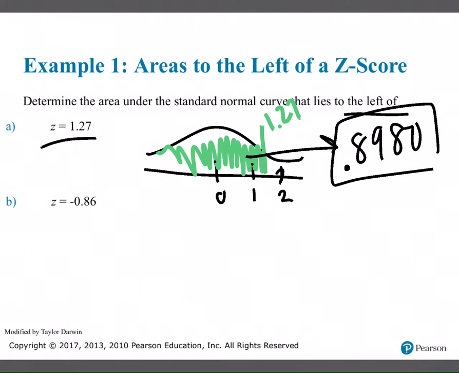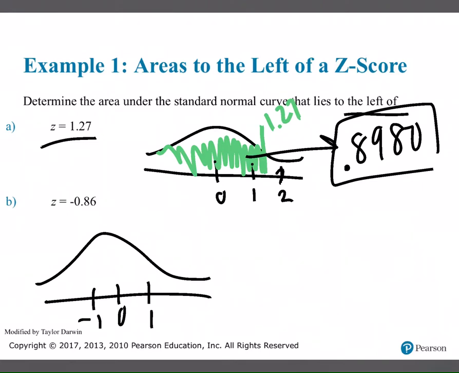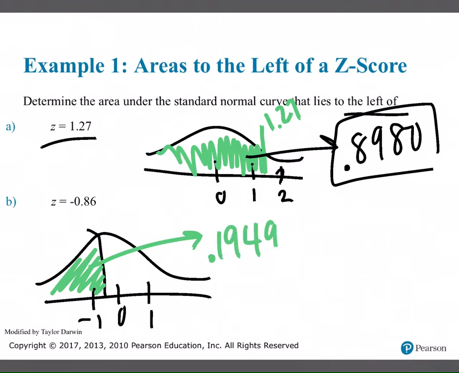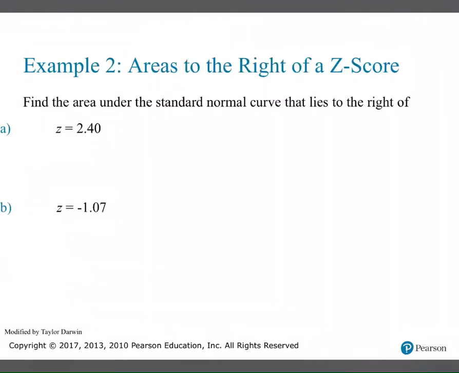If I do it again for negative 0.86, negative 0.86 is about right here. Area to the left. If I look that up, I get 0.1949, and that is my answer.